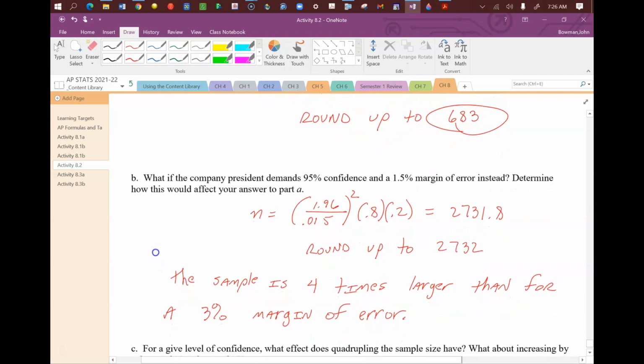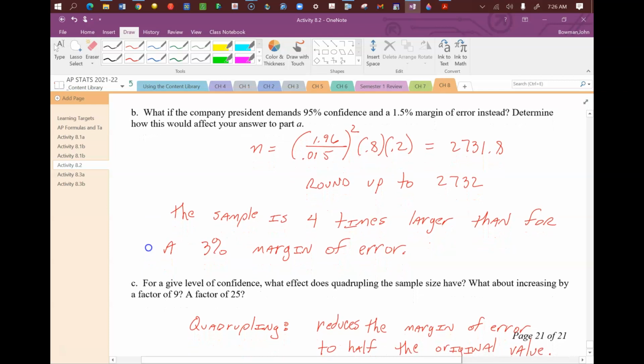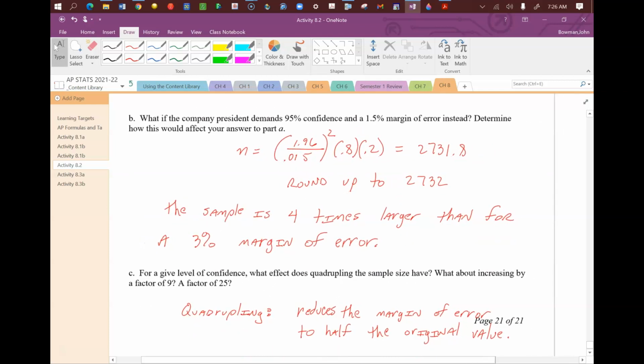And that stems from the formula, in which the standard error divides by the square root of the sample size, and the square root of 4 is 2. So if we multiply the sample size by 4, we're going to cut the margin of error in half.